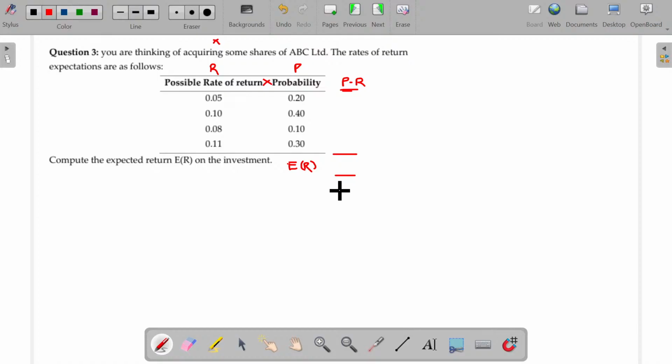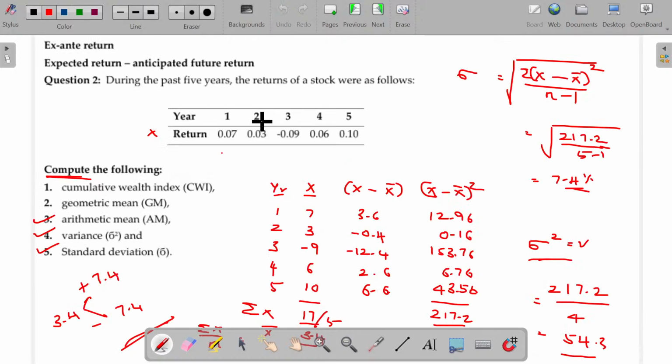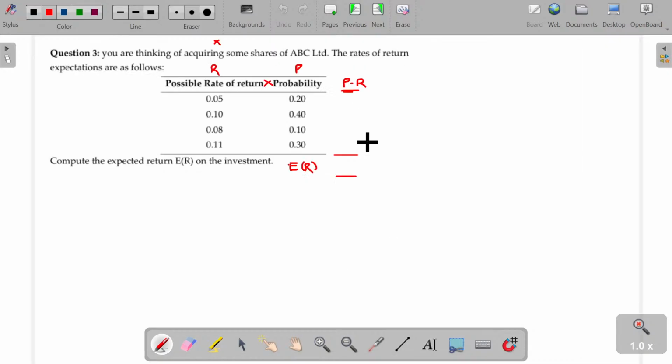Two methods we have. Earlier we had one method based on the past years' profit, where we calculate the average. Here we predict the future and calculate the expected return. Predicting the future means that in the coming days we may expect the rate of return to be either 5%, 10%, 8%, or 11%, and the associated probabilities are also given. If you multiply these two and sum them, that is called the expected return.